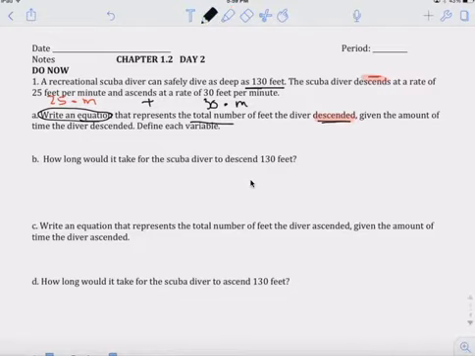So the diver can descend negative 25 feet per minute to the maximum of only 130 feet. Equals, so it goes down that much to the total of this much only feet.